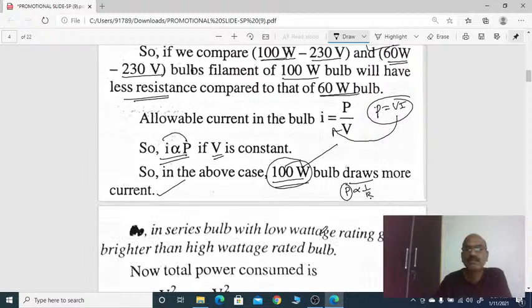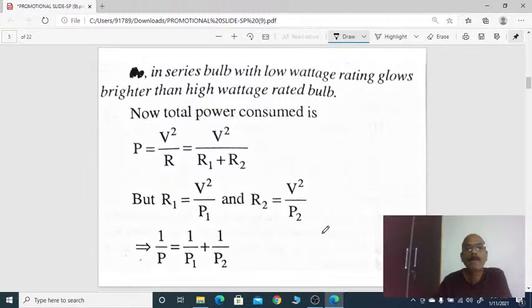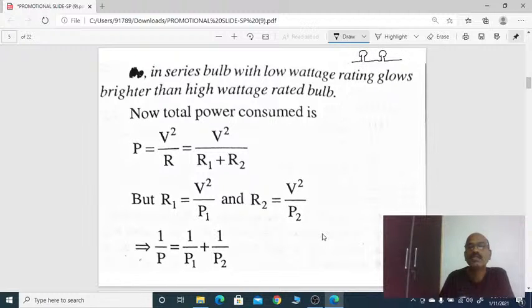Next one. Suppose I am connecting the two bulbs in series. For bulbs connected in series, the current will remain the same. In a series connection, the same current flows through.